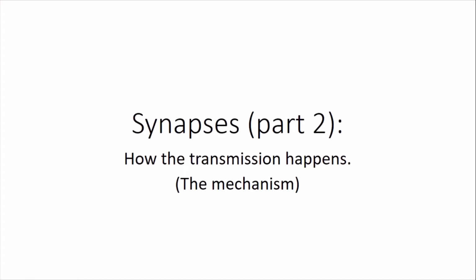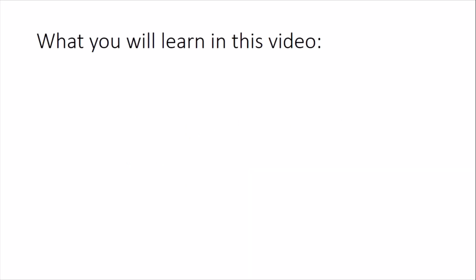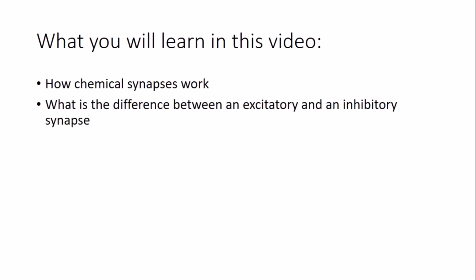Okay, so let's get started. Synapses part 2. How the transmission happens. The mechanism. In this video, you will learn the following ideas. First of all, how chemical synapses work. And second, what is the difference between an excitatory and an inhibitory synapse.